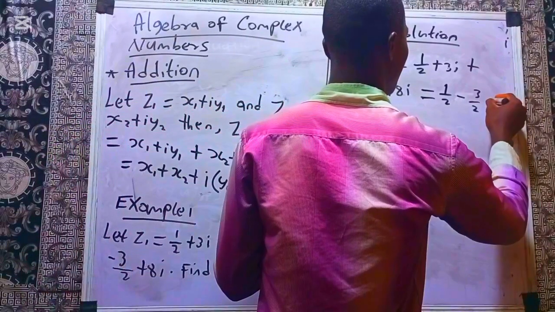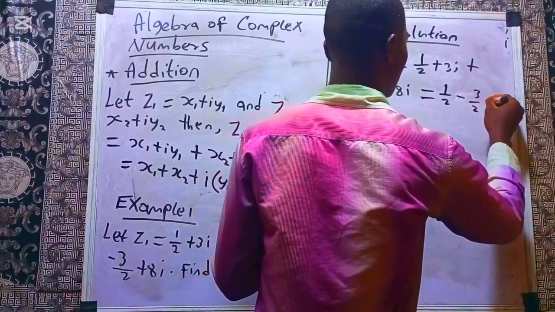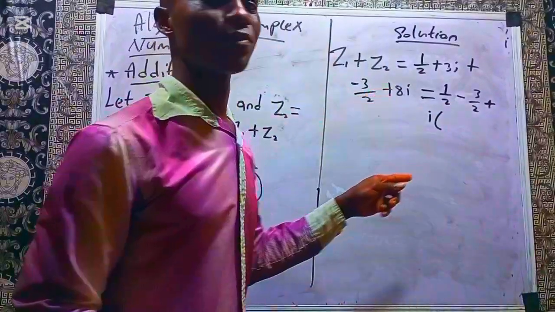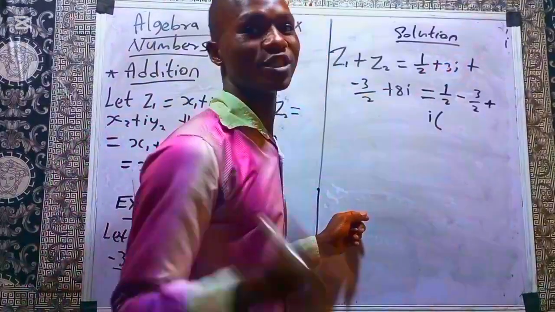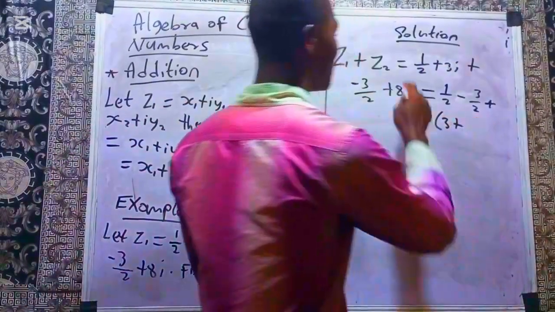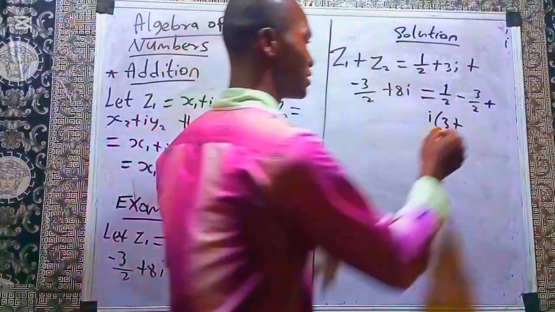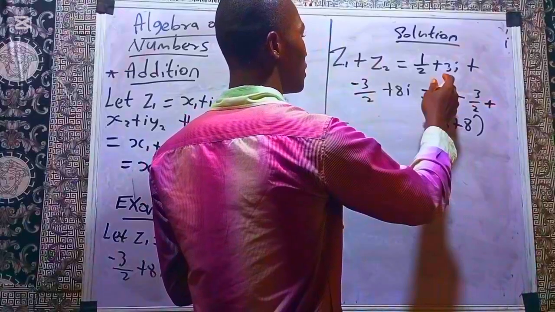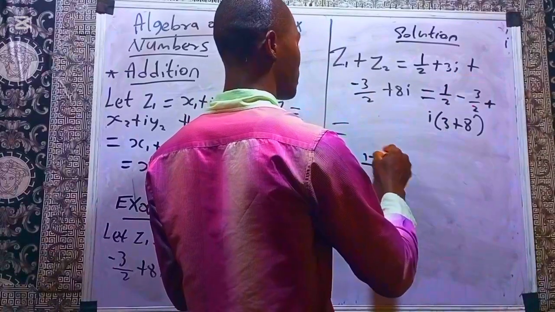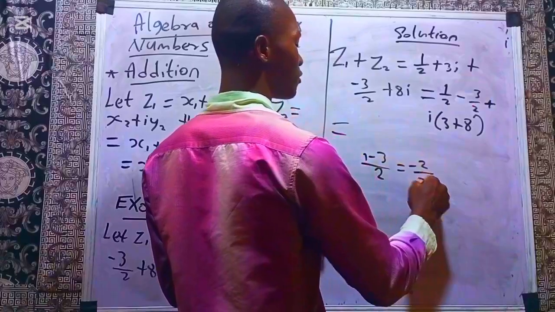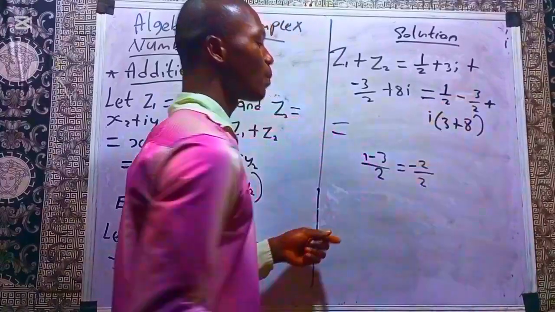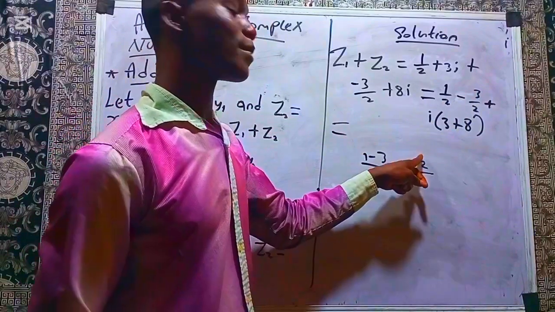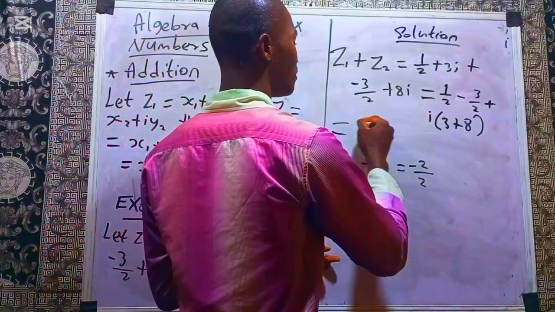Then next one, you put i, into, you add the imaginary part. The imaginary part of this complex number is the coefficient of i, which is 3. 3 plus, what's the imaginary part here? Coefficient of i here, which is 8. So this will be equal to, what's the LCM of this? 2. 1 minus 3 minus 2. We have minus 2 over 2. I'm solving for this real part. So we have minus 2 over 2. So 2 divided by minus 2 will be what? Minus 1. So this will give you minus 1.